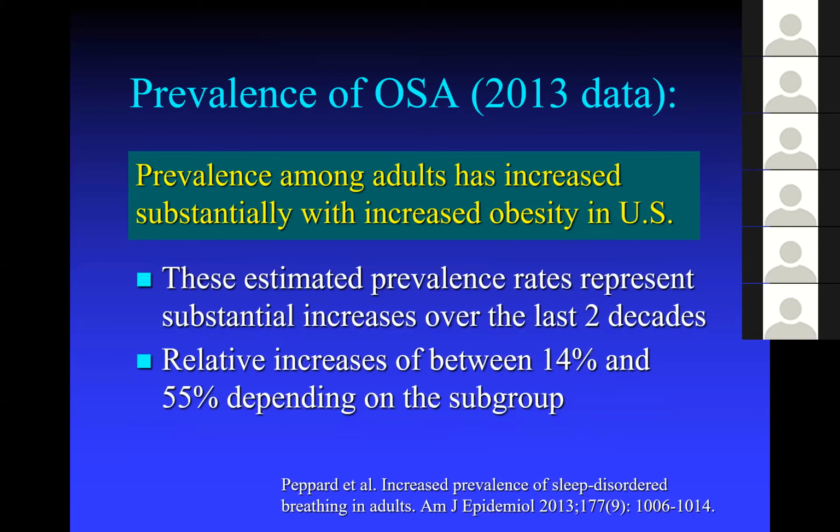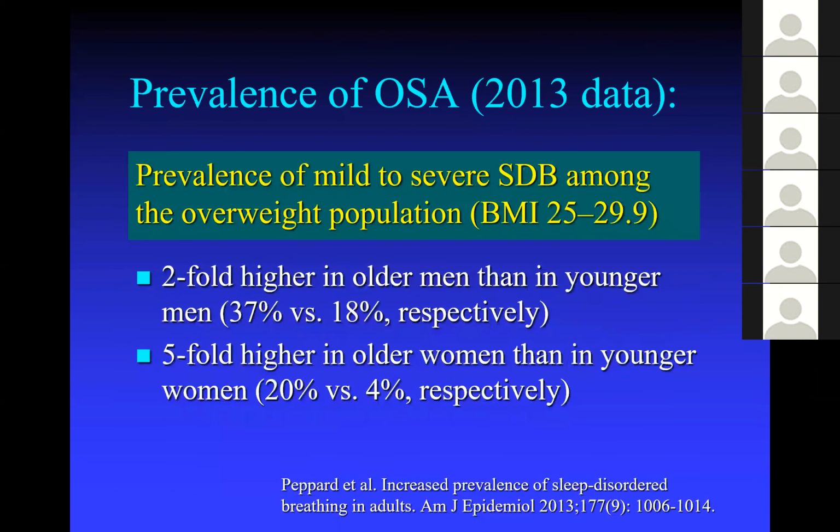But basically, it's increased because we as a country have increased in size, obesity. And so prevalence of the mild to severe sleep disordered breathing in the overweight population is twofold higher in older men than in younger. And there may be several reasons for that. One may be that the average American male gains 10 pounds with each decade. Also, the activity is less, so the muscle tone is lower. Plus, we have a decrease in elasticity of tissues, and all those and perhaps other things combine to increase the prevalence in older adult males.